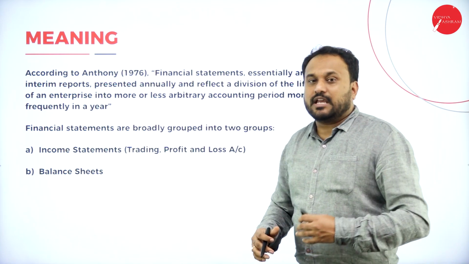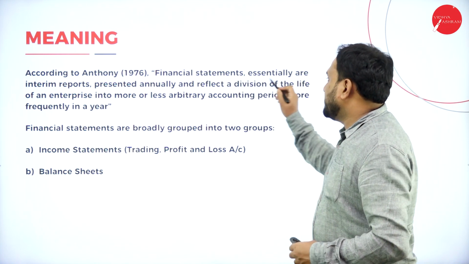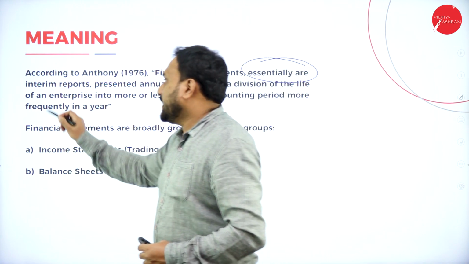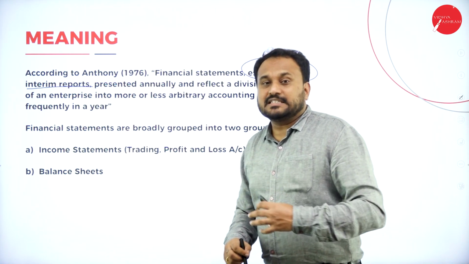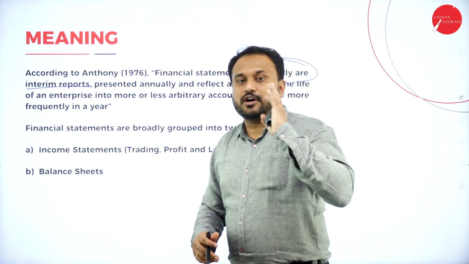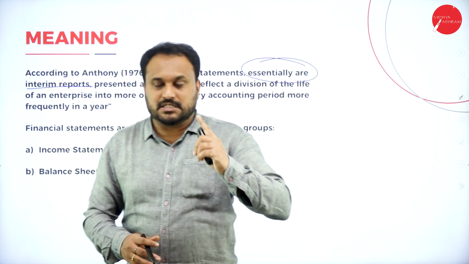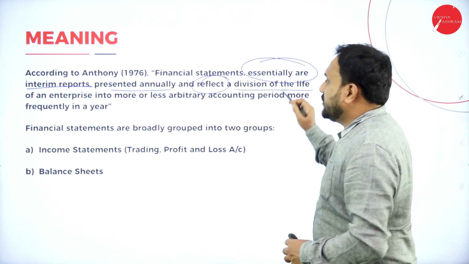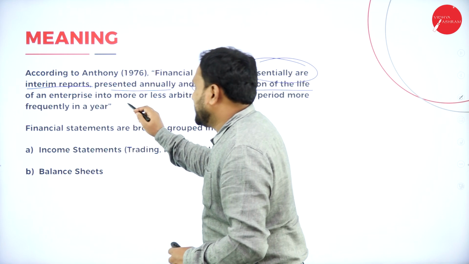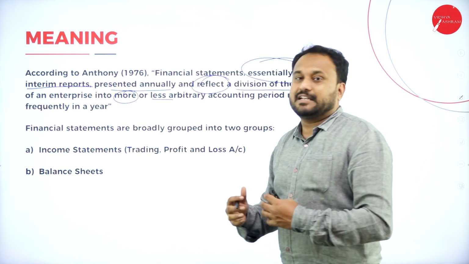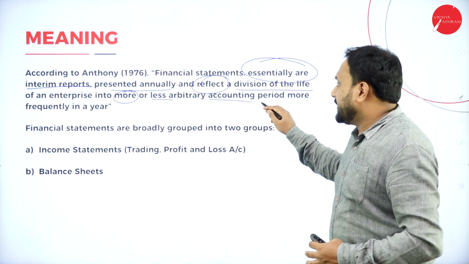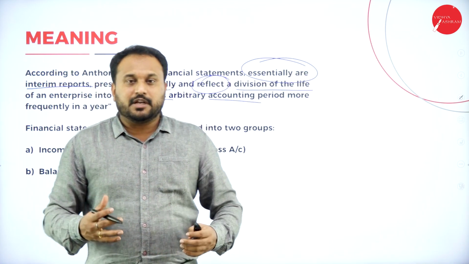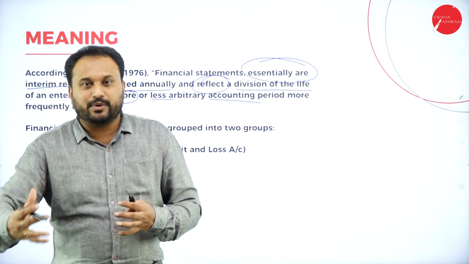Now, according to Anthony in 1976, financial statements are essentially interim reports. They are interim reports presented annually. When I say annually, that means for a year they are supposed to go with once. Presented annually and reflecting a division of the life of an enterprise into more or less arbitrary accounting periods. What is this arbitrary accounting period? That is, frequently it happens in a year. For example, now you have 2018, 19, 20, 21, like that.